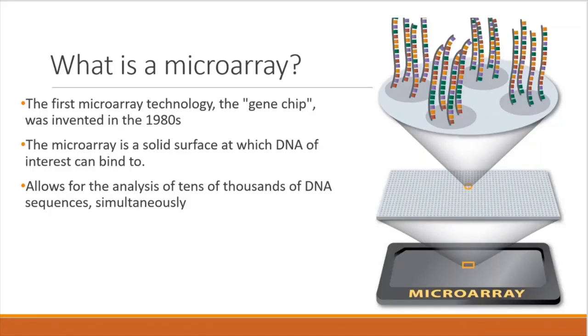The first microarray technology, or the gene chip, was invented first in the 1980s. And since then, many different technologies have been invented, and they're utilized for specific biological samples. The gene chips are also known as DNA microarrays or DNA chips now, and this is a snapshot of expression levels of genes. A common number is about 400,000 genes. The microarray is a solid surface at which DNA of interest can bind to, so it's a physical chip, and it allows for the analysis of tens of thousands of DNA sequences simultaneously. And the main purpose of a microarray is to analyze genetic mutations.